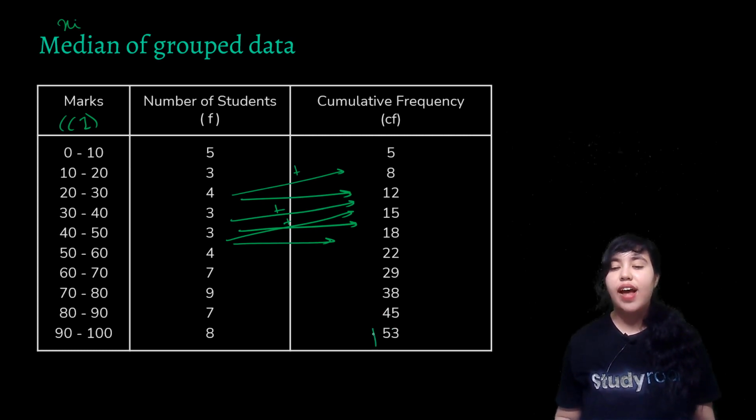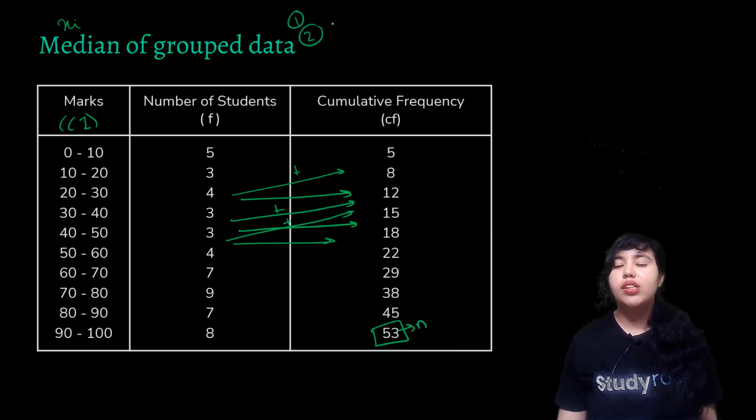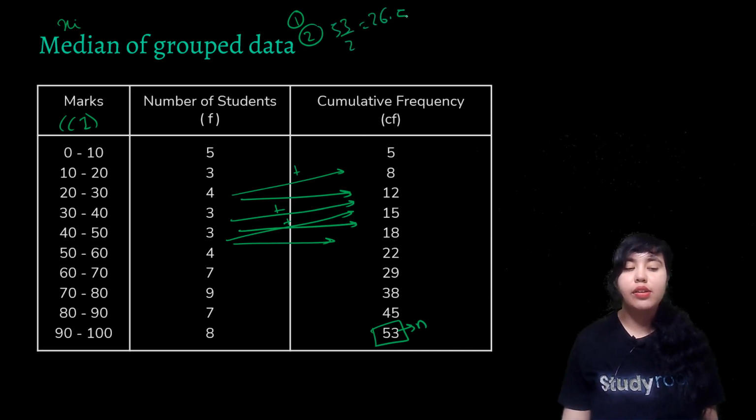So you look at the last value, which is 53, so n is equal to 53. So we've obtained n. Then what is the second step that you do? n by 2. So 53 by 2, that is what? 26.5.